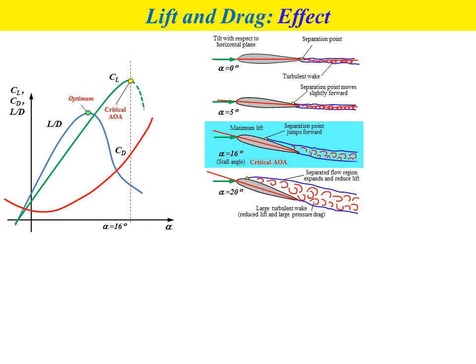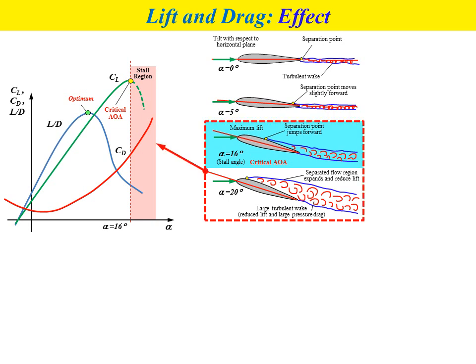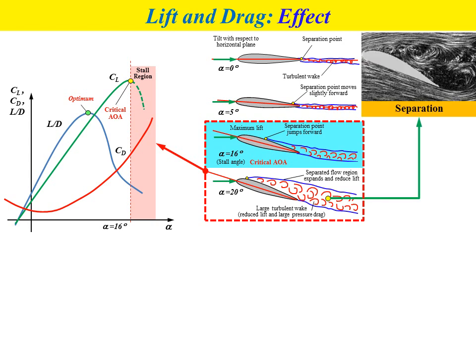Okay, so the highest point of the CL curve represents the critical angle of attack point. The region where we have CL reduction, we consider as the stall region. So this stall region includes case number 3 and also case number 4, where the angle of attack equals 16 degrees and 20 degrees.